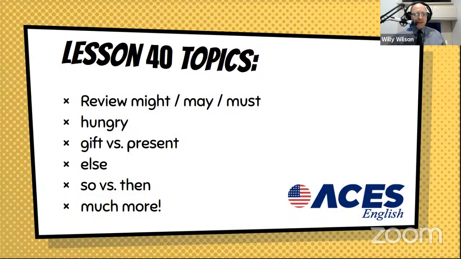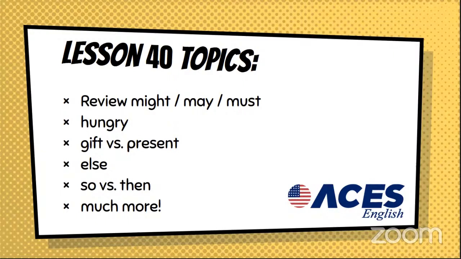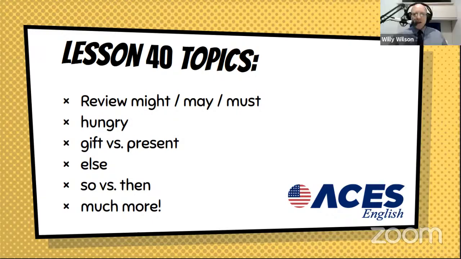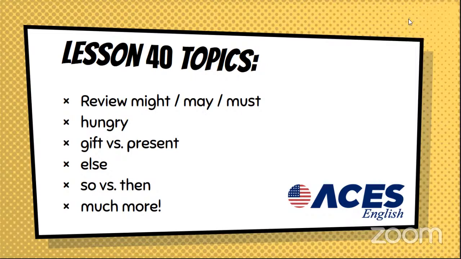So lesson 40, let's get into what we're going to talk about. We're going to cover so much stuff today, lots of content. We're going to review the differences between might, may, and must, what they mean, how we can use them. We are going to talk about hungry, how to use hungry, what it means and how to use it. Gift versus present. Else, what is else and how can we use it? We're going to talk about so versus then, all of this stuff. Everybody, please make sure that you are muted so that we don't hear any ambient noise, and much more.